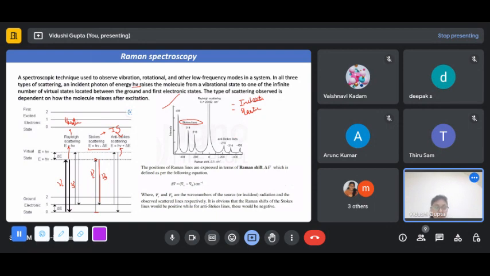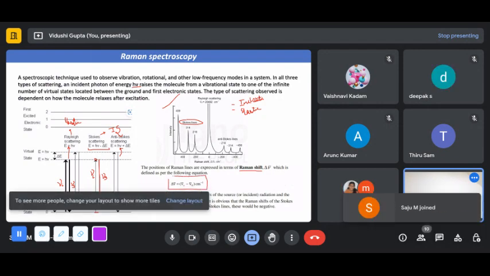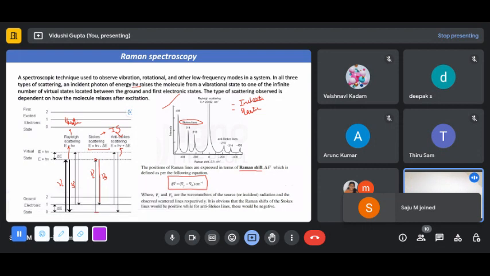So what do you understand by the term Raman shift? Like here on the x-axis we denote Raman shift. So what is Raman shift? The position of Raman lines are generally expressed in terms of Raman shift. So this is the equation: delta wave number is equal to wave number of scattered minus wave number of incident, where these two are the wave numbers of the source or incident radiation and the observed scattered line respectively.